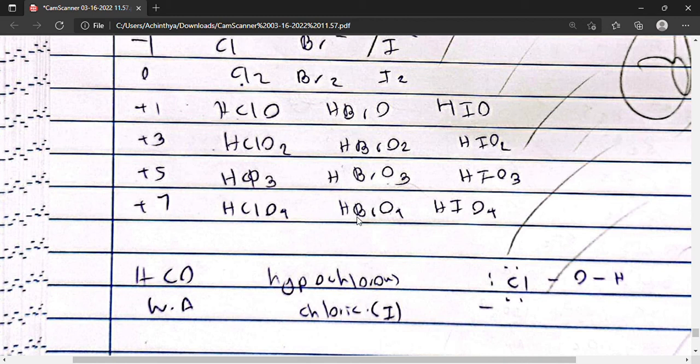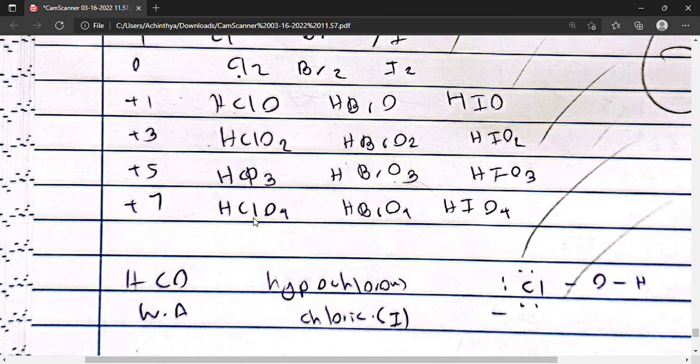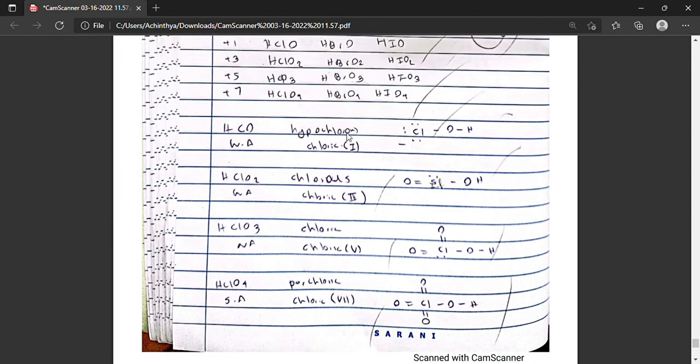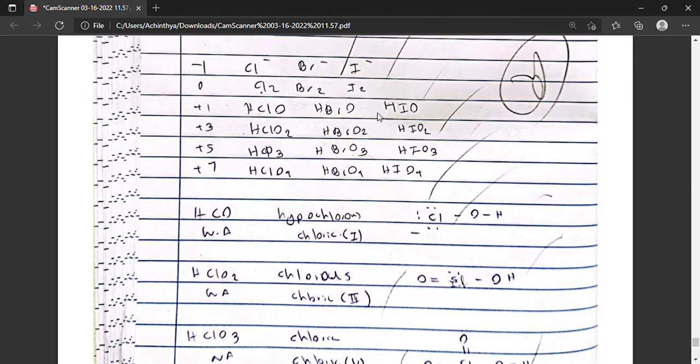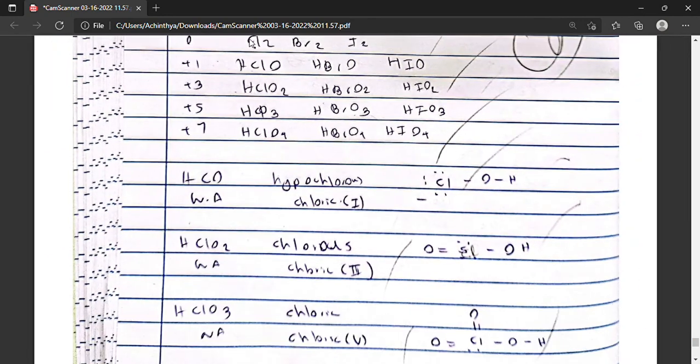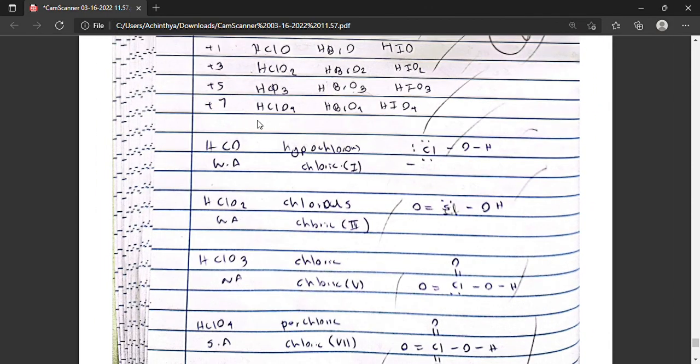HClO4, HBrO4, HIO4, sorry for my handwriting. Now most of these are pretty unstable, so they won't exist for a very long time without decomposing into lower oxidation state, but they are stable, and they are the oxoacids of chlorine. We got hypochlorous acid, we got chlorous acid, and perchloric acid in this oxidation state.